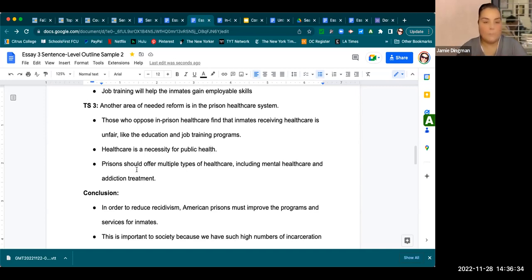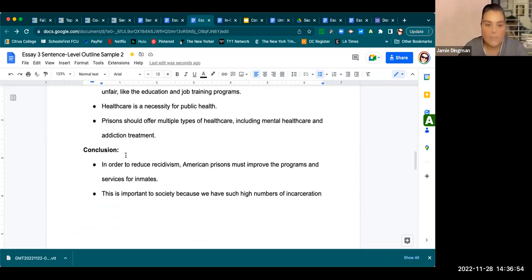And then their third point, prisons should offer multiple types of healthcare, including mental health care and addiction treatment. Okay, so then we know the third point that they're going to be talking about in this healthcare paragraph is going beyond just what we consider physical healthcare, right? Talking about mental health care, addiction treatment, those types of things.